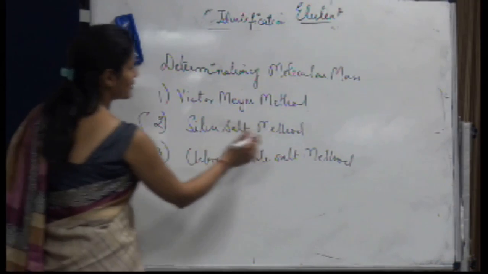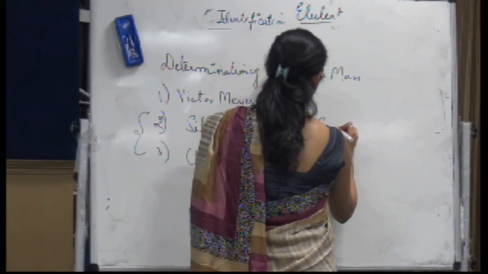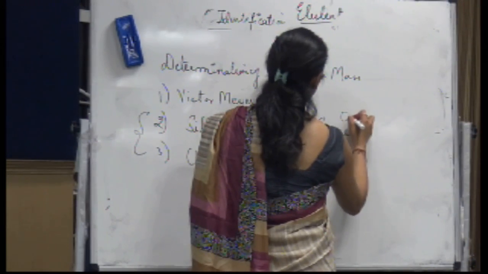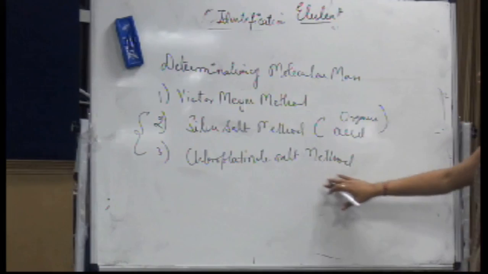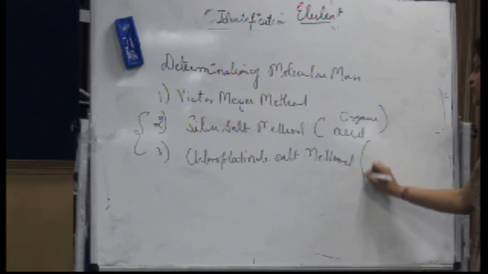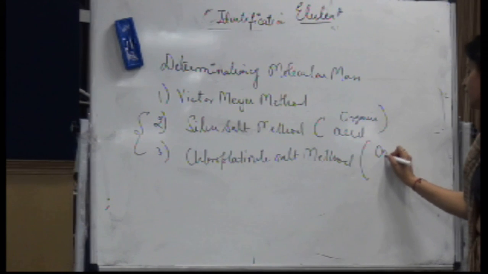The silver salt method is used to estimate the amount of the organic acid, while the chloroplatinate salt method is used to estimate the molecular mass of the organic base.